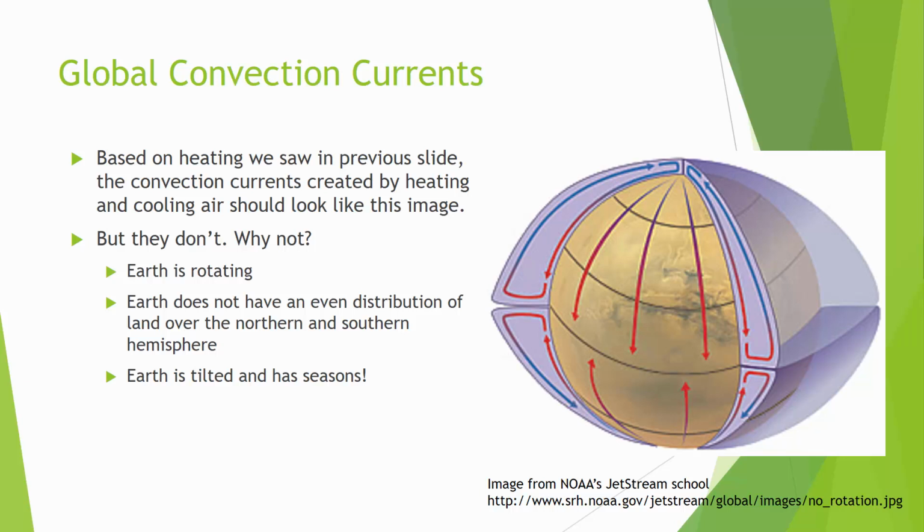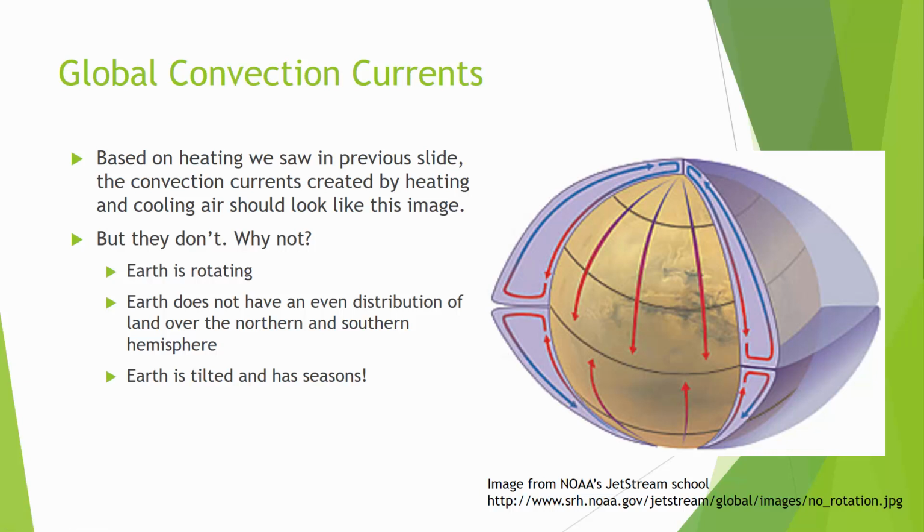But that's not what we end up seeing, and there's a number of reasons for that, and that's because this system is much more complex than what we were looking at in that previous slide. So here's some things that add complexity to the system. First of all, Earth is rotating, so Earth is constantly rotating around, and as a result, these air currents are not going to just travel straight from the pole straight down to the equator.